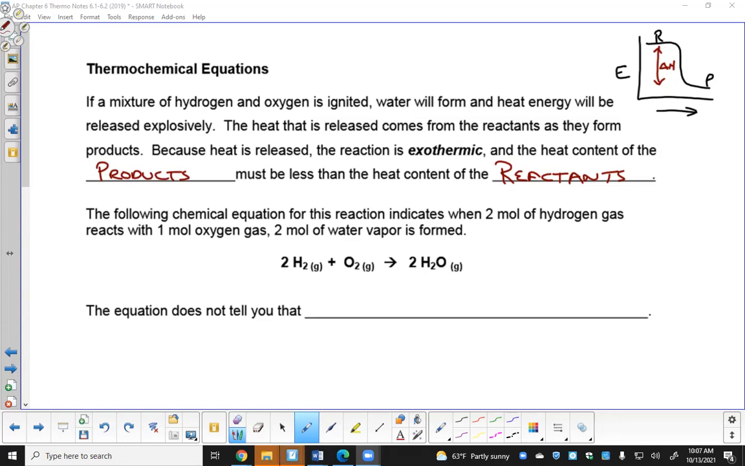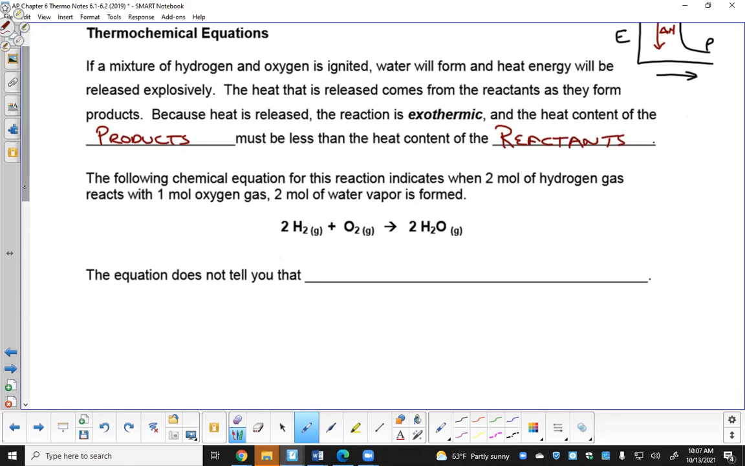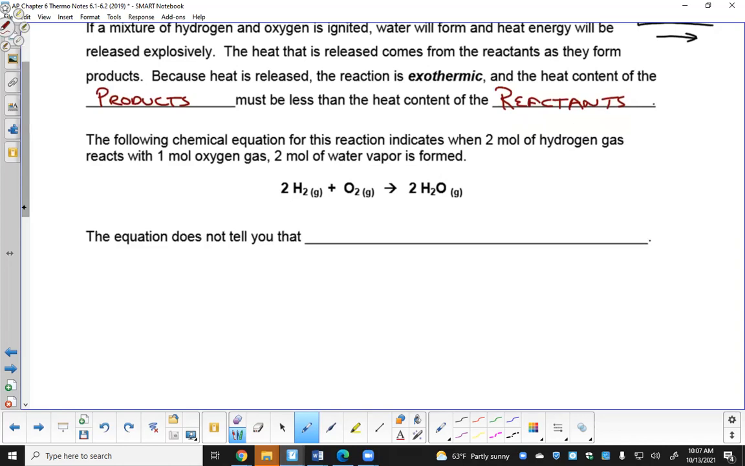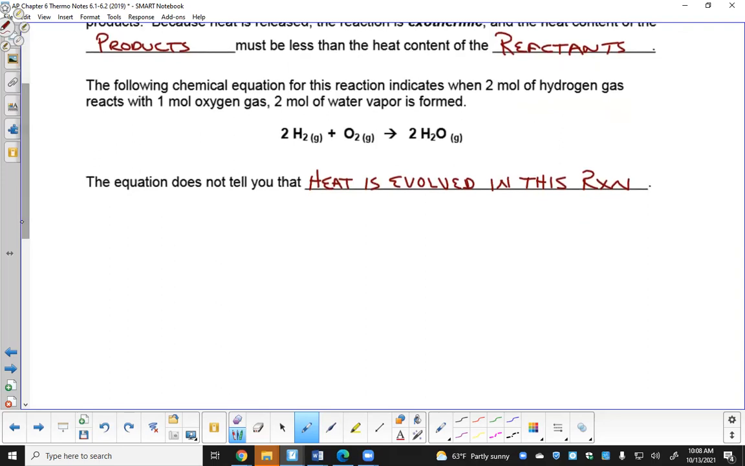The following chemical equation for this reaction indicates that 2 moles of hydrogen gas react with 1 mole of oxygen gas to produce 2 moles of water vapor. This equation does not tell you that heat is evolved. The balanced equation doesn't tell you that there's heat there. Heat evolved, heat released, heat given off.